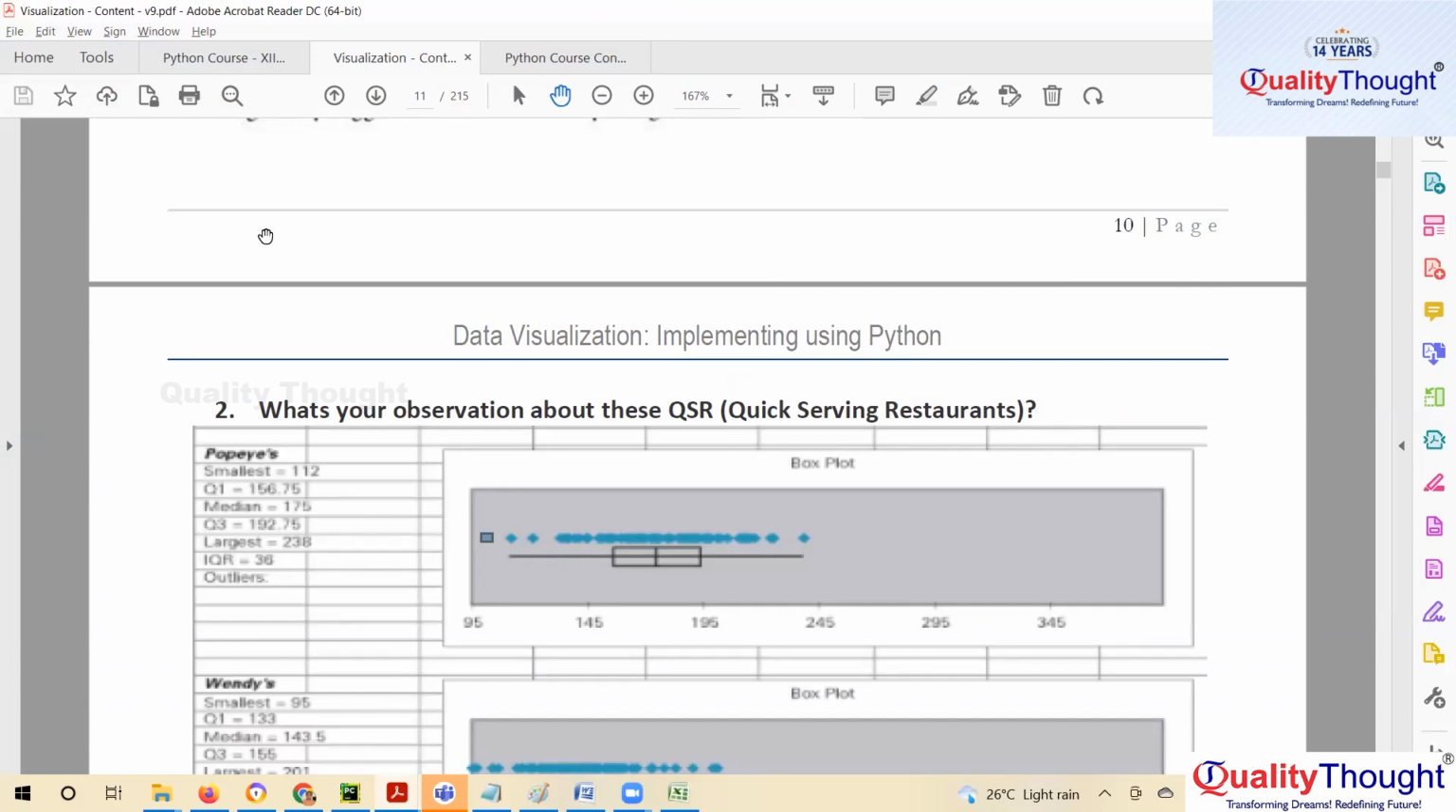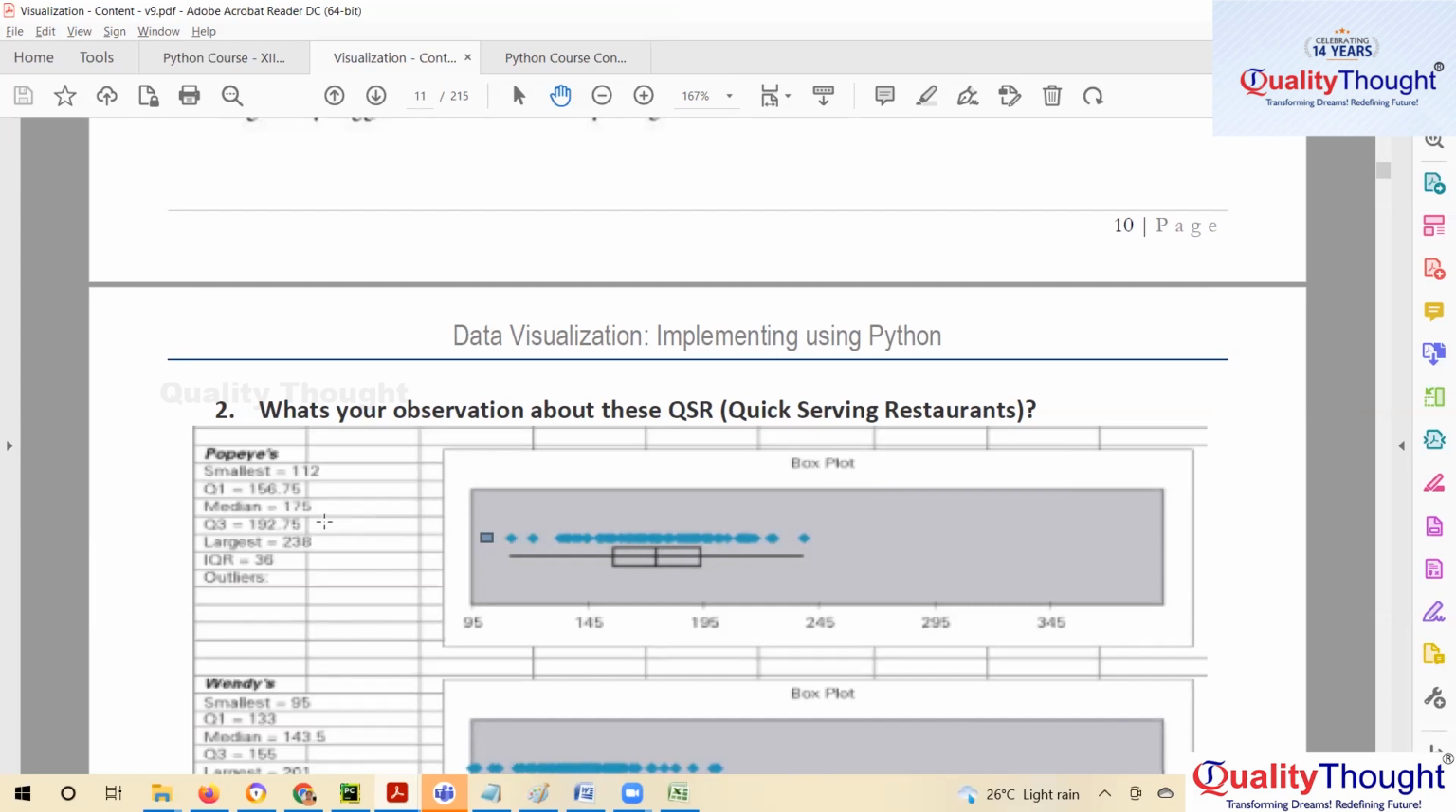Can you see from here the minimum value? What do you think is the minimum value? 102. How do you know? It's written there, right? Yes. So your x0 is 102. What is x4? 238. Okay, quartile 1 is 156. Median is 175, quartile 3 is 192.